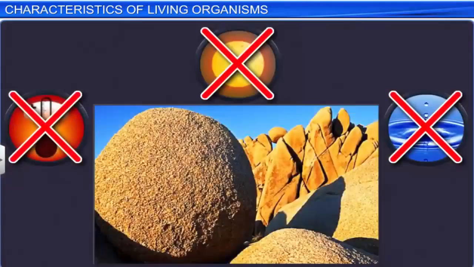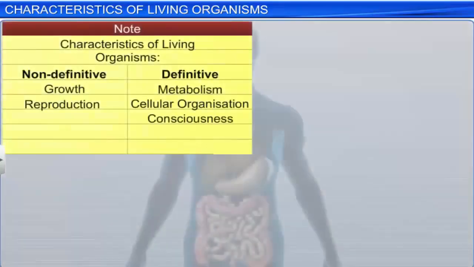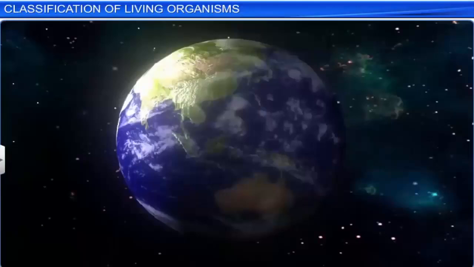Non-living objects don't respond to external stimuli. Consciousness is therefore another definitive characteristic of a living being. Thus we can say that metabolism, cellular organization, and consciousness are the three definitive characteristics of living organisms.